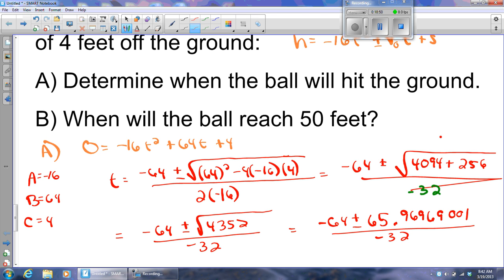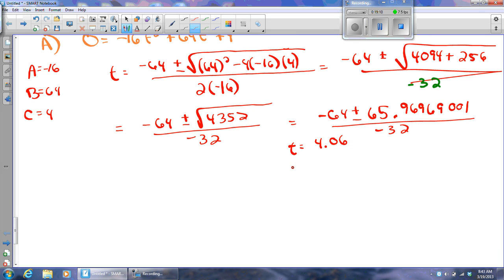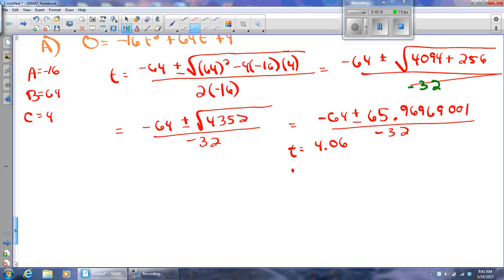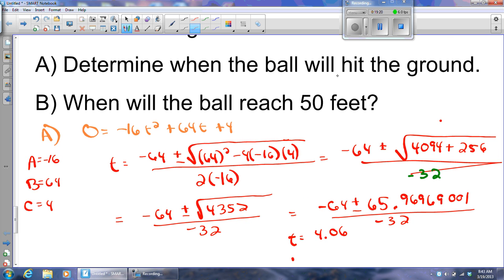And so let's see here. For one of my times, I'm going to get 4.06 seconds. So about 4.06 seconds. For the other time, I believe it's going to be a negative, and so I'm not even going to find it. Okay, I will get a negative, but I happen to get the positive one first. So that's the question A. Answer A is 4.06 seconds is when it'll come back to the ground.